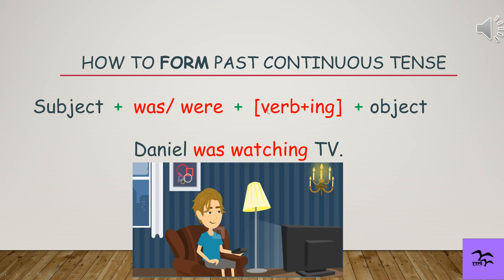Therefore, we form a sentence in past continuous tense in the following sequence. First, a subject. Then, a helping verb, was or were, plus an ing form of a verb, and at last, a subject. This sentence shows the sequence we mentioned. Daniel was watching TV.